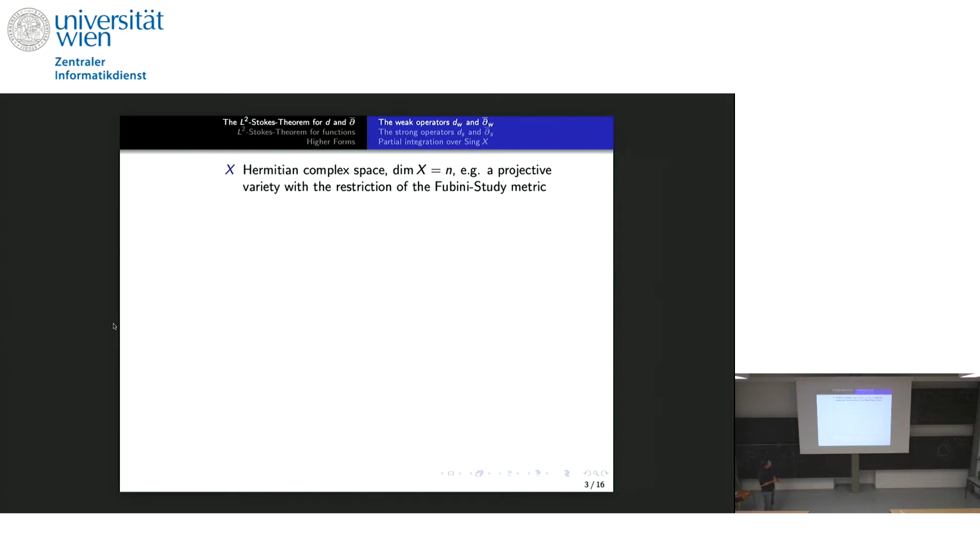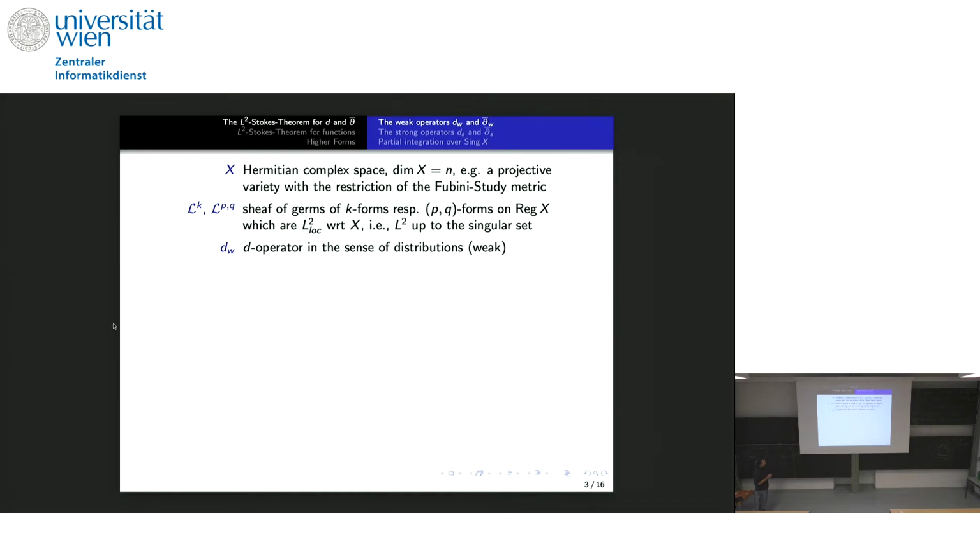As I said before, let X be a Hermitian space, throughout the talk always of dimension n. For example, if you don't like arbitrary Hermitian spaces, then just go into Cn, take an affine variety in Cn with the restriction of the Euclidean metric, or take a projective variety with the restriction of a Fubini-Study metric. Then I denote by Lk and Lpq the sheaf of germs of k-forms or pq-forms, which are L2-loc with respect to X and L2 up to the singular set.